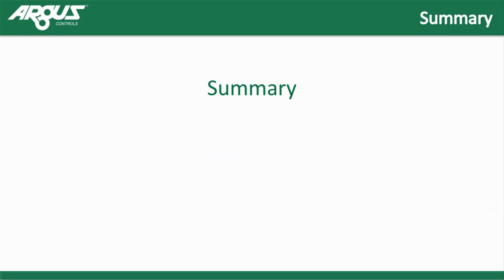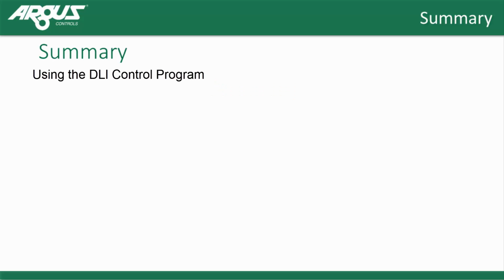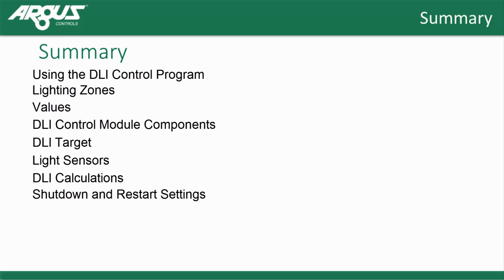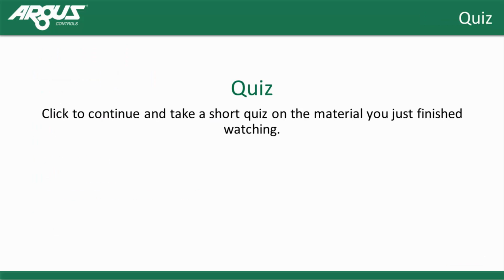The topics we've covered today include using the DLI Control Program, lighting zones, values, DLI Control Module components, DLI Target, light sensors, DLI Calculations, shutdown and restart settings, summary, and a short quiz. Next is a short quiz on the concepts you've learned today.